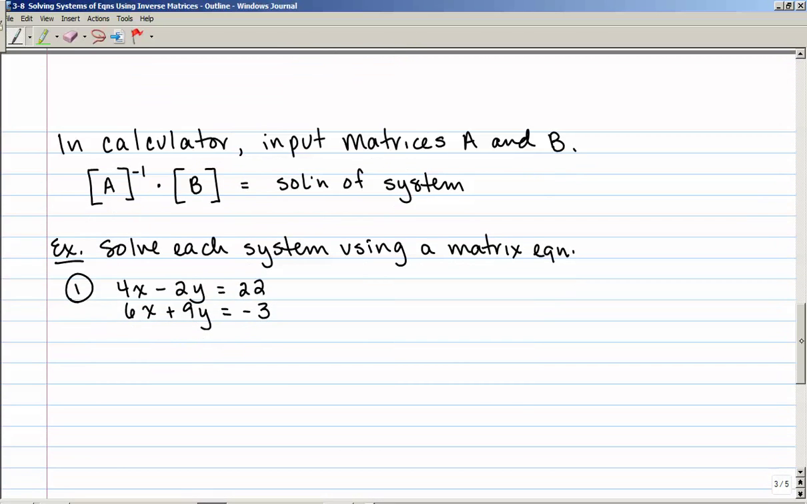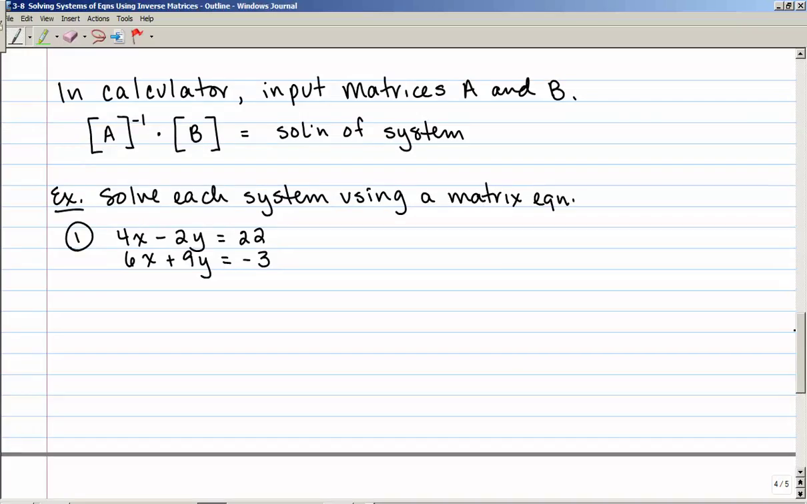Oh, before we get to an example, here's how you do it on your calculator, and I'll show you how to do that. We're going to input matrices A and B, and then I'm going to call up matrix A and take the inverse of it, multiply it by matrix B, and that will give me the solution of the system. So let's do an example here. First thing I'm going to do is take my coefficients and put those into a matrix.